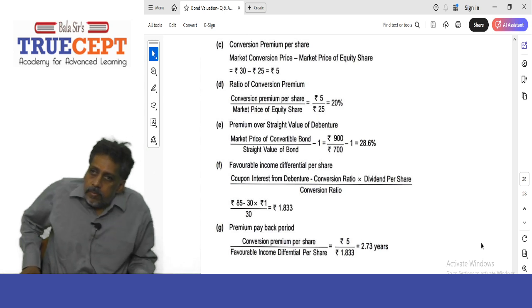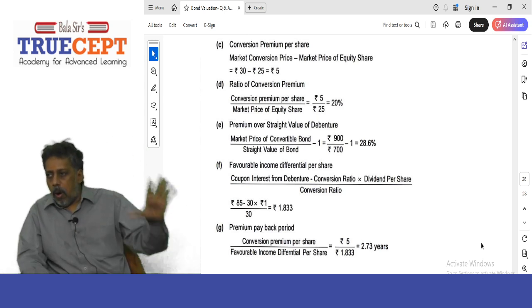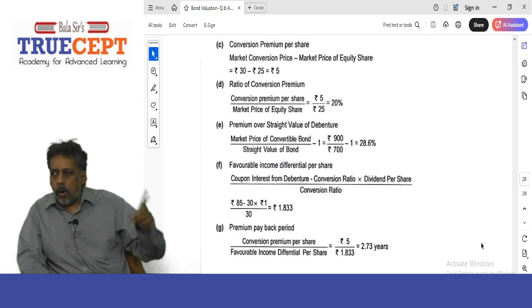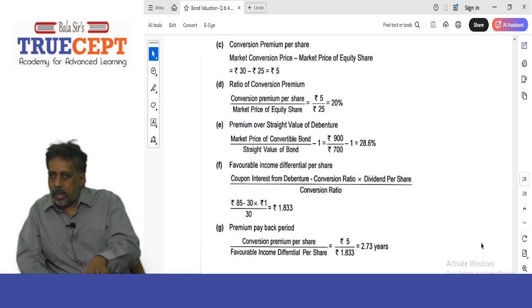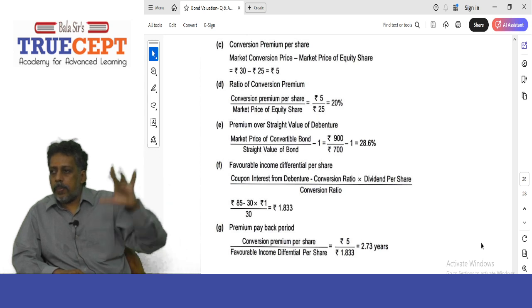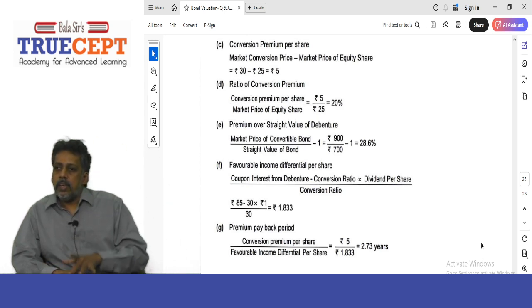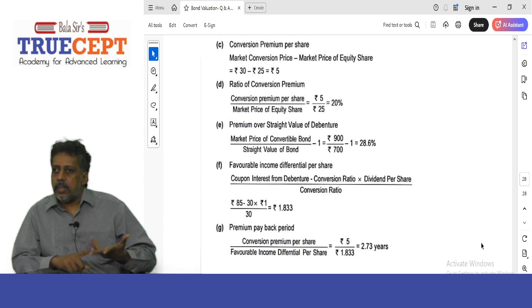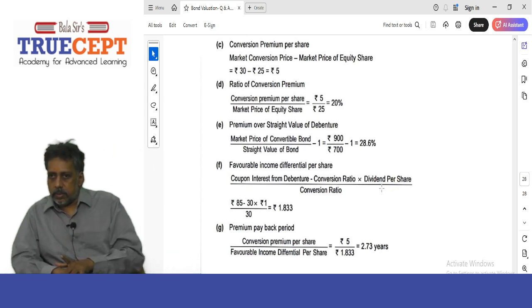Got it? Yes. If that is the case, remember it's only an option given to bondholders, right? Yes. Suppose the bondholders decide not to get shares in the company. That means not to convert the bonds into equity shares. What is the present value of all the bond cash flows, including the redemption value? That is supposed to be the straight value of the bond, which is rupees how much? Which is rupees 700. Okay. That is, our bond's straight value is rupees 700.